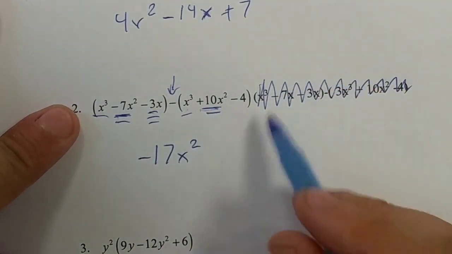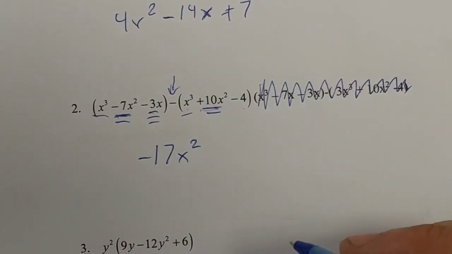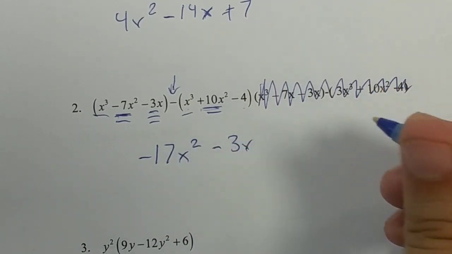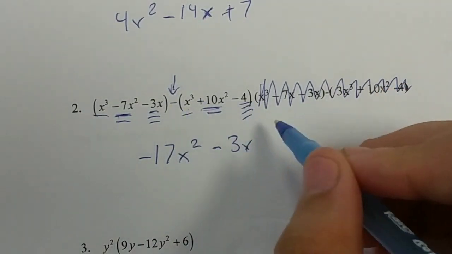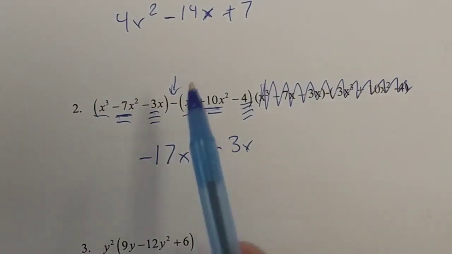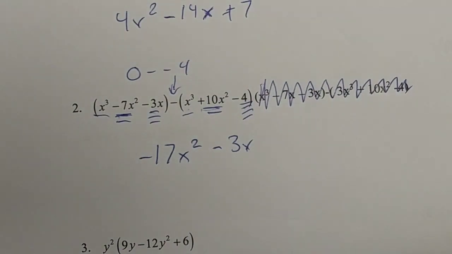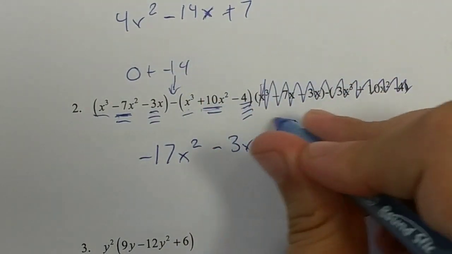Negative 3x. This guy doesn't have an x. No one else has just an x. And because no one else has just an x, you just write it normally, minus 3x. Now, this 4, there's no one with a 4. But because it's behind the minus sign, it's technically 0 minus negative 4. And 0 minus negative 4 is the same thing as 0 plus 4. So that's plus 4.